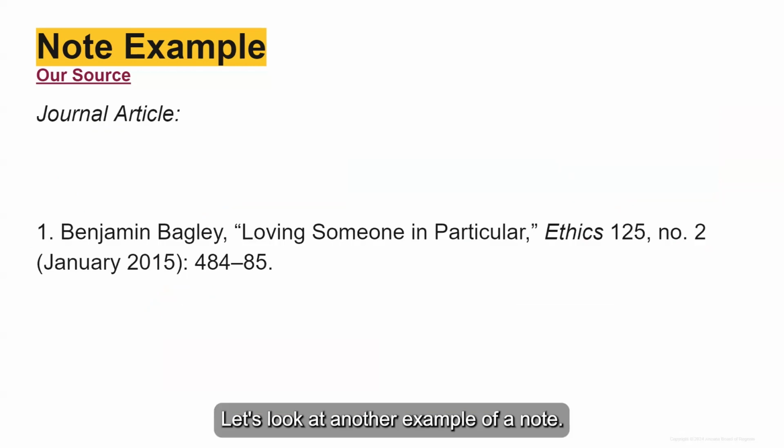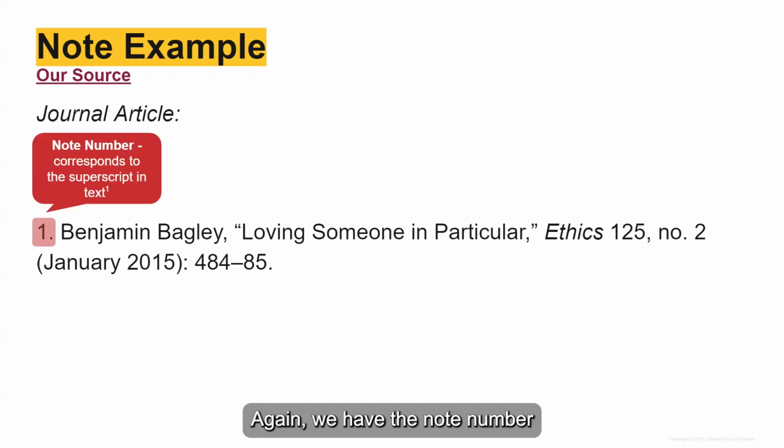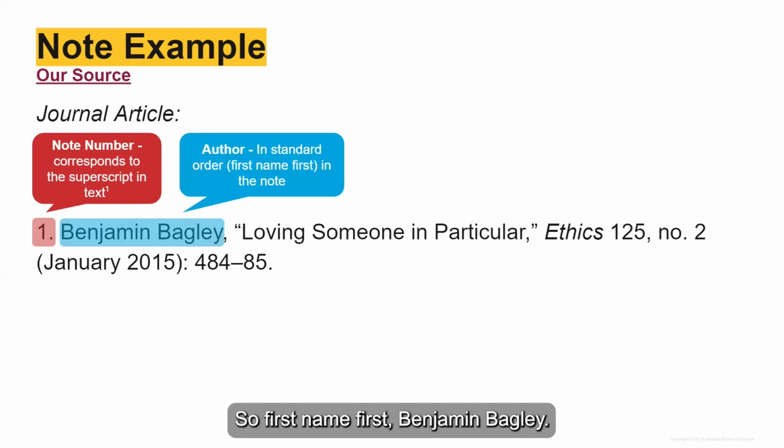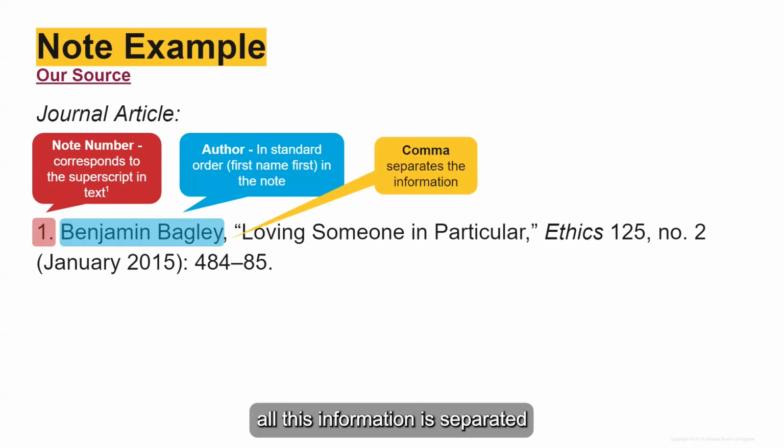Let's look at another example of a note. This is for a journal article. Again, we have the note number, which corresponds to the superscript in the text. And we have the author listed in standard, so first name first, Benjamin Bagley. And again, all this information is separated by a comma. You will see that after the author, after the title, after the publication information.